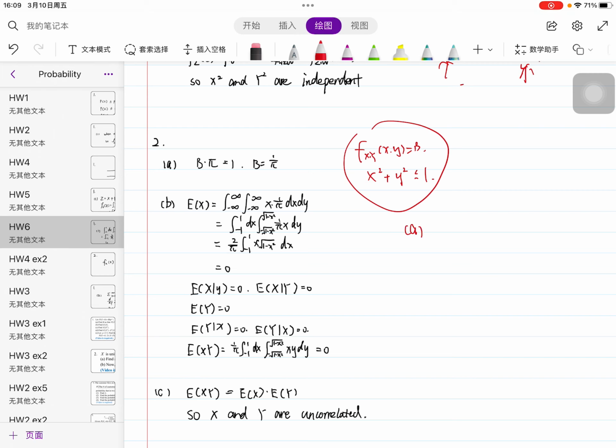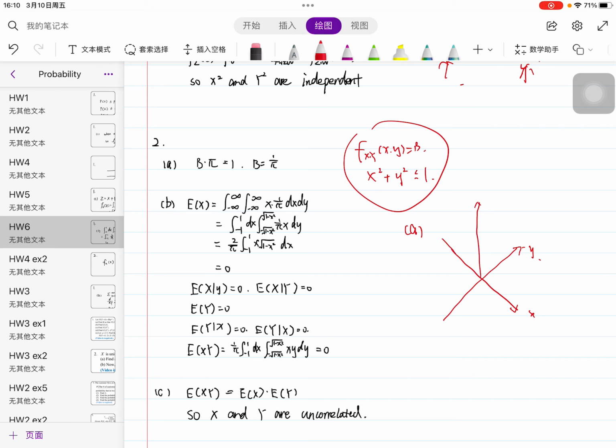For the first question, I think it could be difficult for some students, since you need to imagine a figure here. Let me draw a figure. If you can't come up with this figure, I think it's kind of difficult for you. So wait a second, please.